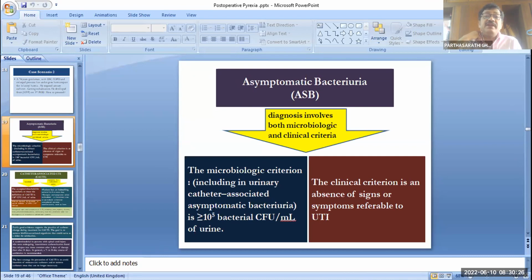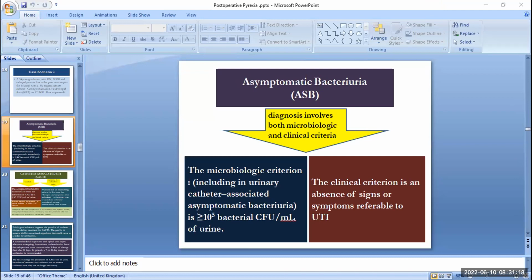For a catheter-associated urinary tract infection, again, you need two criteria. One is bacteriuria, and at the same time, the patient must be symptomatic, either in the form of fever or whatever, right? But here is the difference. If you see the new edition of Addison's textbook, in case of catheter-associated UTI, 10 to the power 3 is an adequate count, whereas it must be 10 to the power 5 in case of asymptomatic bacteriuria. So this count difference you must keep in mind.